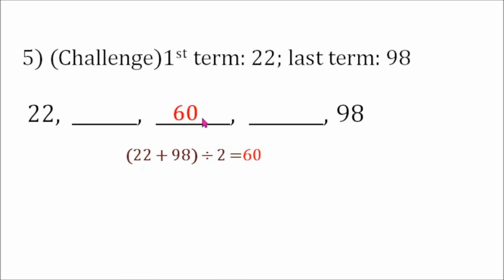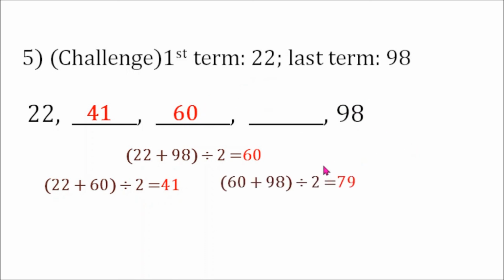Now we can also find the average between 22 and 60 to find the term between them. So that's 22 plus 60 and the answer divided by 2, that's 41. And for the term between 60 and 98, we can also find the average of these two terms. So that's 60 plus 98, and the answer divided by 2, the answer is 79.